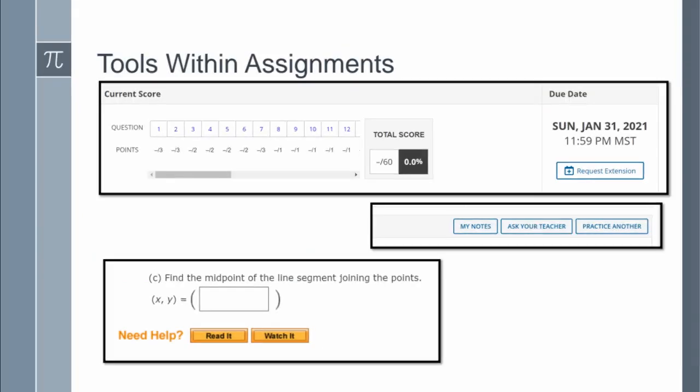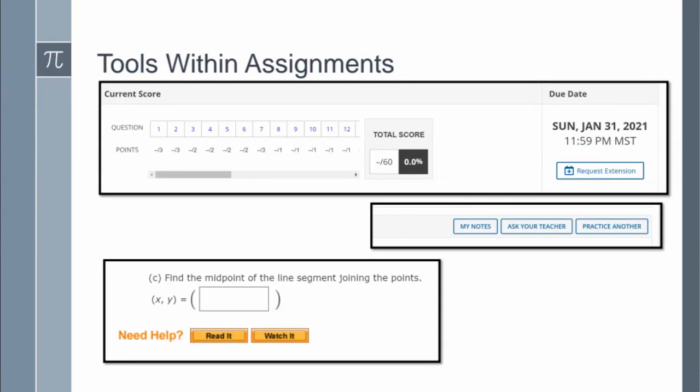All right, so tools within the assignments. These are very, very important. I always tell my students that this is the best way that you can reach us. So let's say that you are doing a problem and you're not exactly sure what the system is asking you to do. The first line of help is right below the questions. Now some of them have these features, some of them don't. And I'll tell you what else you can do. But the first option that you have is right below the questions.